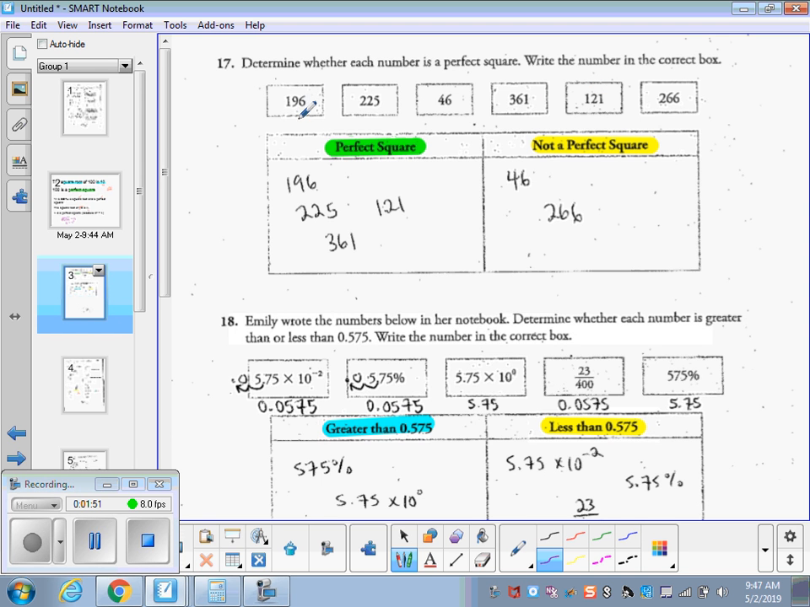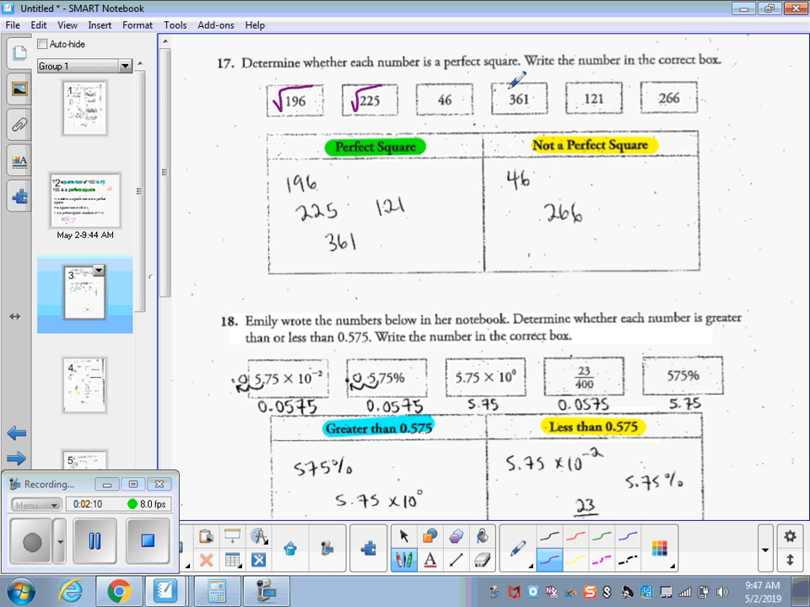So the chart in my classroom, I think most of you have 1 squared through 15 squared memorized, which means you're easily going to see that the square root of this would be 14, so it's a perfect square. You know that the square root of 225 is 15, so it's a perfect square. You probably catch that 46 is not perfect.